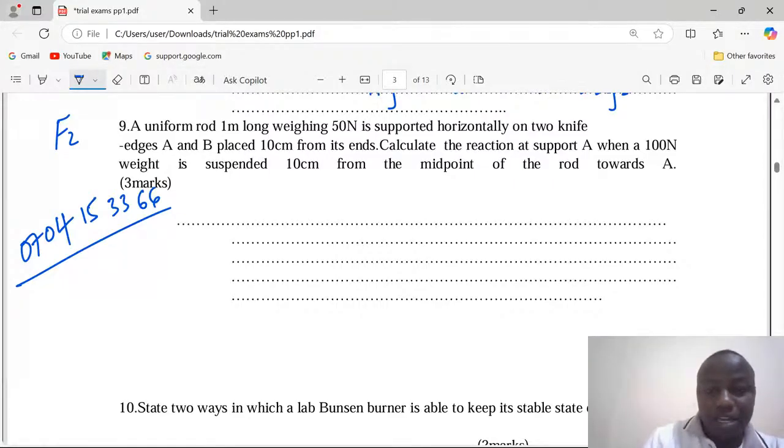Form 2 topic, I think topic 3. A very sensitive topic which is applied widely. It's even a practical topic.